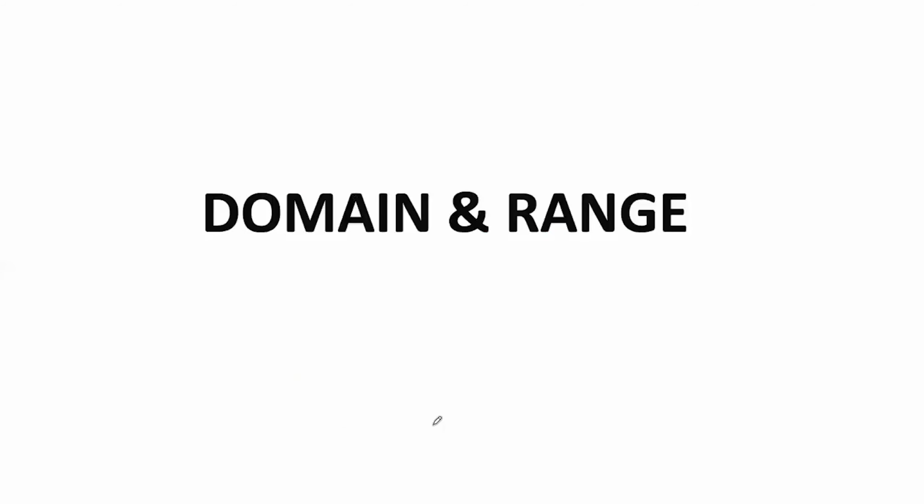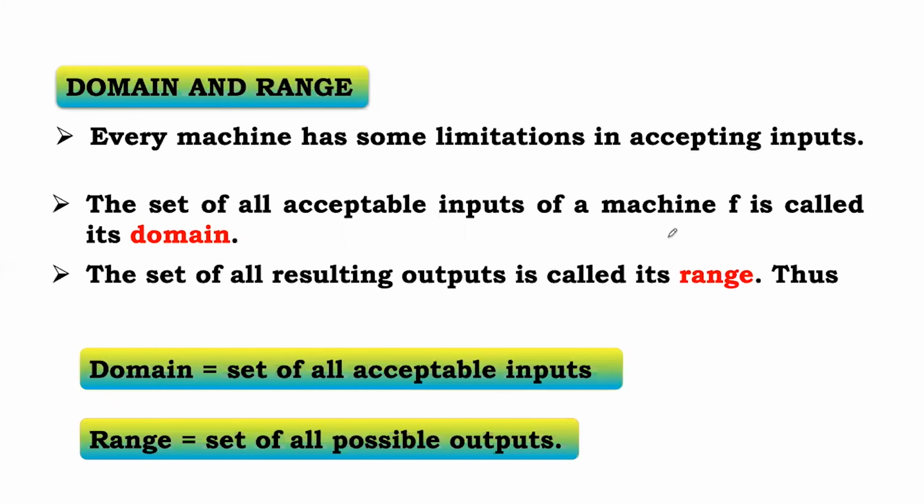So we'll go for more terminology like domain and range. Now we know what a function is. So in this function, we can also identify domain and range. Every machine has some limitations, right? We can't put each and every value there, and it's not necessary every time that you're getting values from there. So this has its own limitations, right?